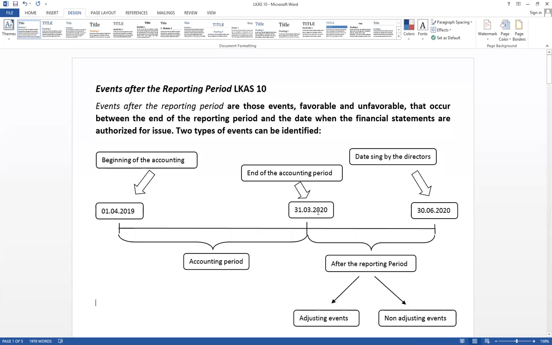First one, financial statement of the company, preparation and presentation of financial statement. Its responsibility should be taken by the directors. That means the directors have the responsibility for preparing and presenting the financial statements. Therefore, directors should sign on the financial statement.